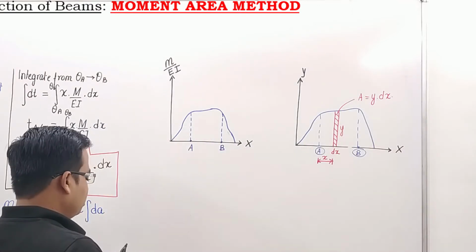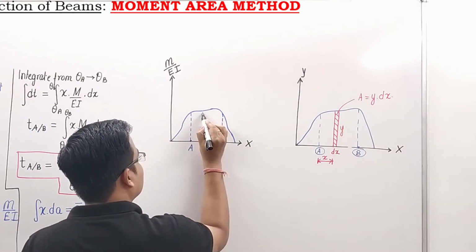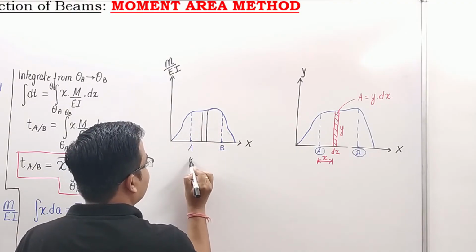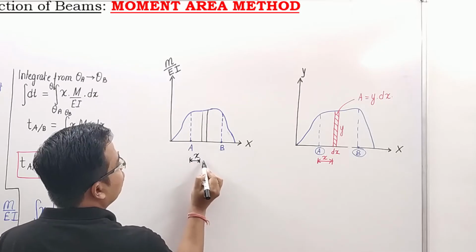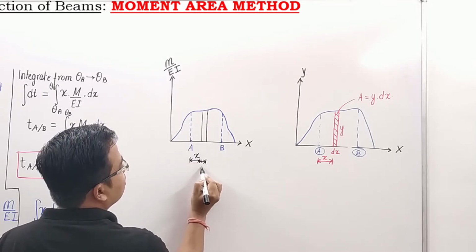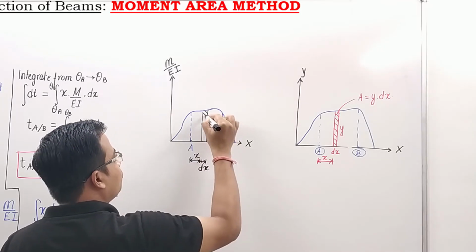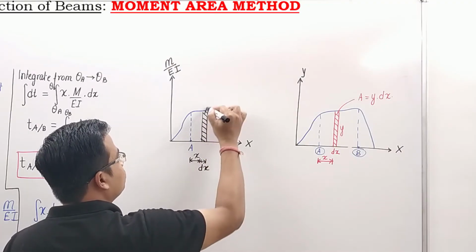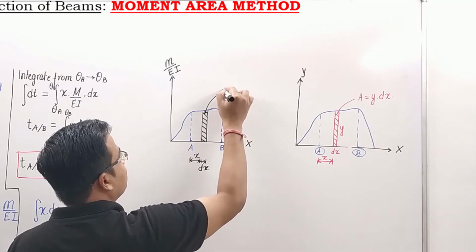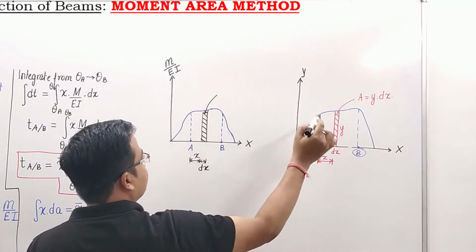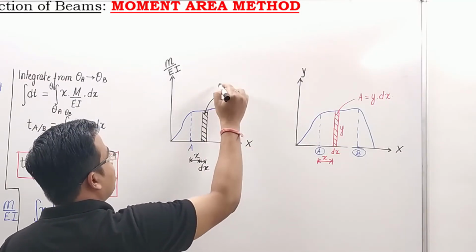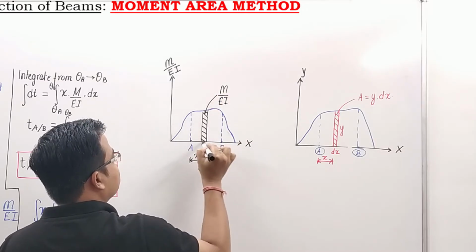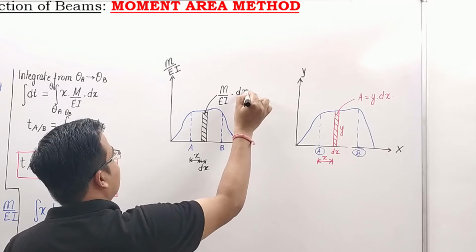In the same fashion, we can represent this area also. Just take a look. So how much away from A? X distance away from A, we took a very small element. This element is dx, and obviously this area is nothing but this height multiplied by dx. So this area is how much? This height is how much? Here it was y and here it is going to be M over EI, and this distance is dx. So that is the area.